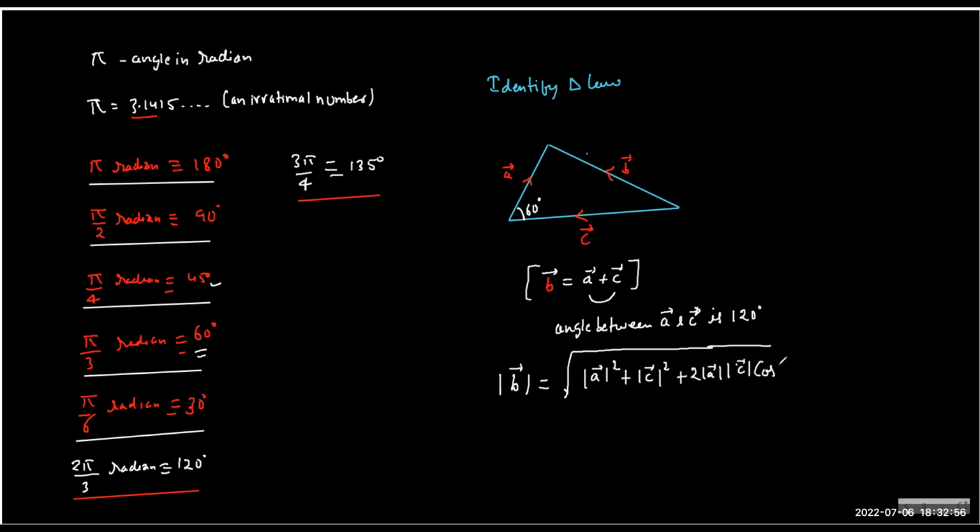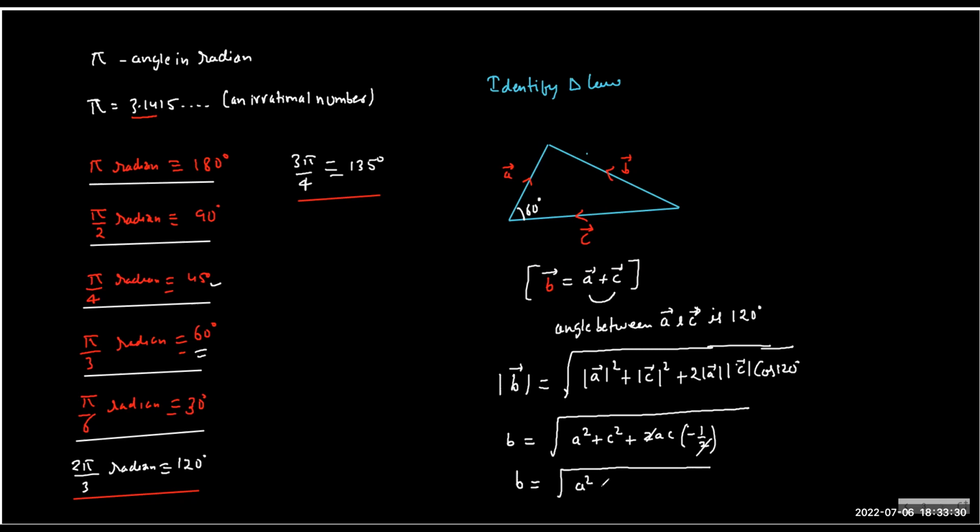What is the angle between A and C? 120. To write in a better way, if you do not want to use the modulus sign, you can just write the alphabets: A square plus C square plus 2AC. And now cos 120 I will tell you is minus half. I will tell you later on how to get the cos 120 value. And you can see this will cancel out. So the length of the B vector turns out to be how much? Under root of A square plus C square minus AC. Simple. Fair enough.